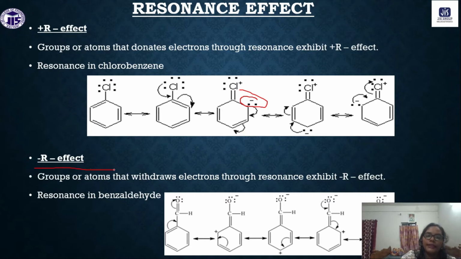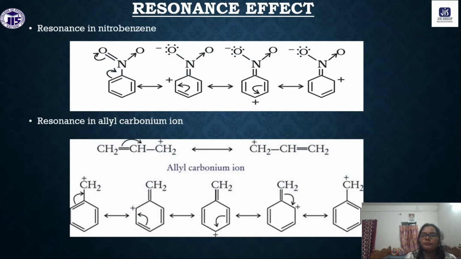Now we have the minus R effect. The minus R effect means an electron withdrawing effect, where the group withdraws the pi electrons from the ring through the resonance effect. Like the aldehyde group and the carboxylic group. These are all electron withdrawing groups. Nitrobenzene is also an electron withdrawing group. Allyl carbonium ion is also considered here. So these are the minus R groups.